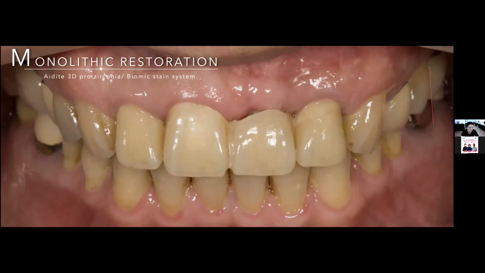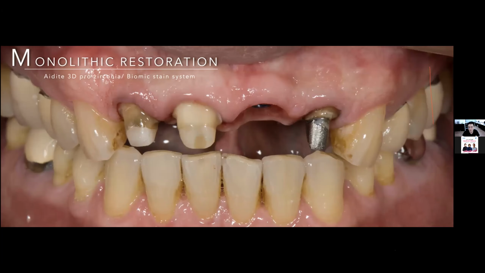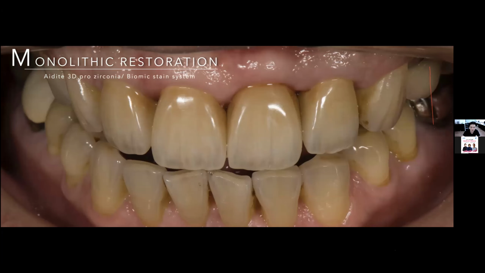And if it's multi-unit and we don't need to duplicate a neutral tooth and don't duplicate a lot of the colorization, maybe I can use the monolithic restoration, and I can also use the 3D, and I don't need to layer anything, just the two external stains and use the Biomix stain system. So I can very fast finish this case and without any porcelain. So that also means without the chipping.